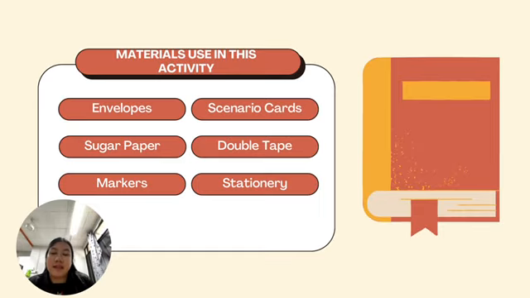There are 6 materials used in this activity. The first one is envelopes, used for the mystery selections and the challenge words. The second one is scenario cards. Third, sugar paper, followed by double tape, markers, and stationery such as pencil, eraser, scissors, or glue.